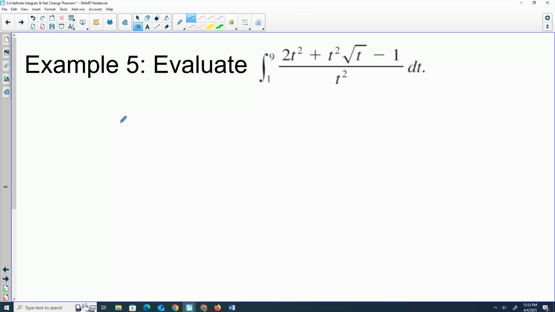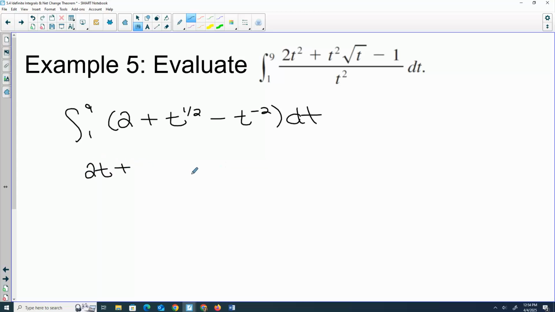What would you have to do before you could do this antiderivative? Divide each term by t squared. So that's 2 plus the square root of t, or I'll write that as t to the 1/2, minus 1 over t squared, so t to the negative 2. So antiderivative of 2, 2t. T to the 1/2, so if you add 1, that's 3/2, you need a 2/3. Add 1 to the negative 2, that's negative 1, so you need a negative in front, which makes it positive.